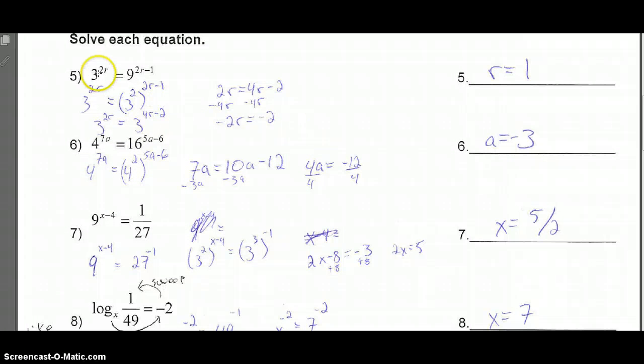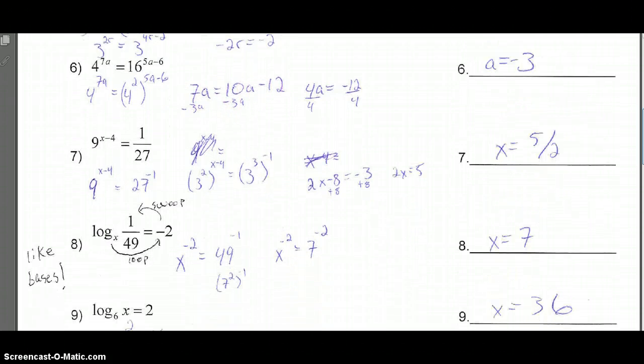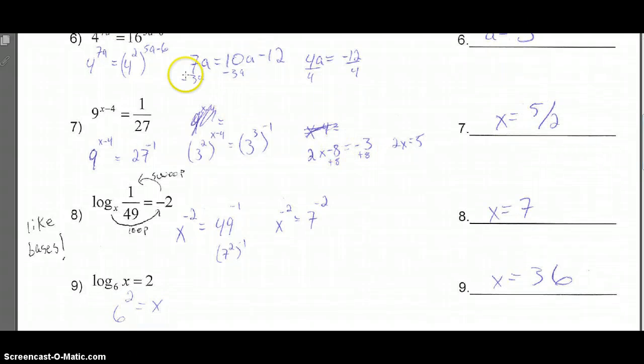Number 5, change 9 to be 3 squared. And then set your exponents equal to each other. You end up getting r equals 1. Number 6, 16 is 4 squared, so I get 7a equals 10a minus 12, end up getting a equals 3. Number 7, I have to remember that 1/27 can be written as 27 to the negative 1, and then get like bases. Change 9 to be 3 squared, change 27 to be 3 cubed. End up getting x equals 5/2.